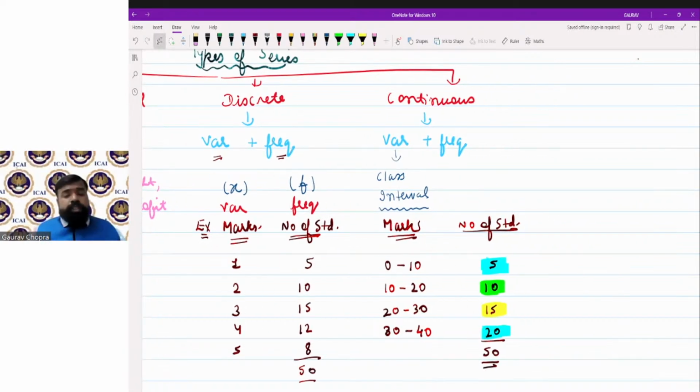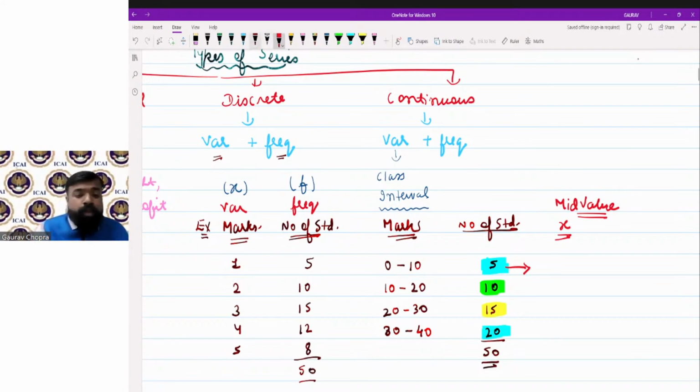Now, for solving the question, for solving the arithmetic mean, we normally take some assumption. So that assumption is taken for calculation of x, which is nothing but the mid value. X here is mid value. Now, we assume that these 5 students have scored marks equal to the mid value.